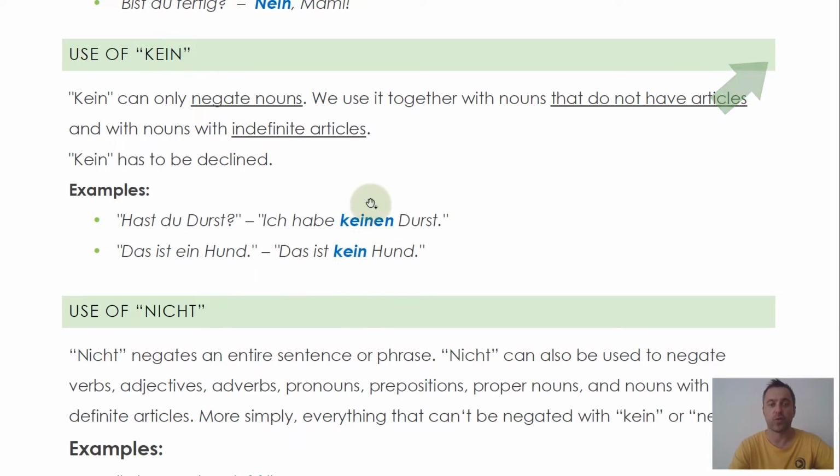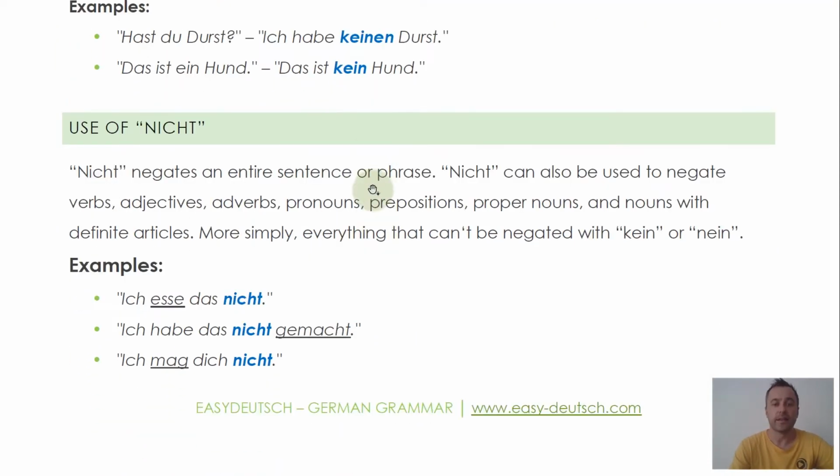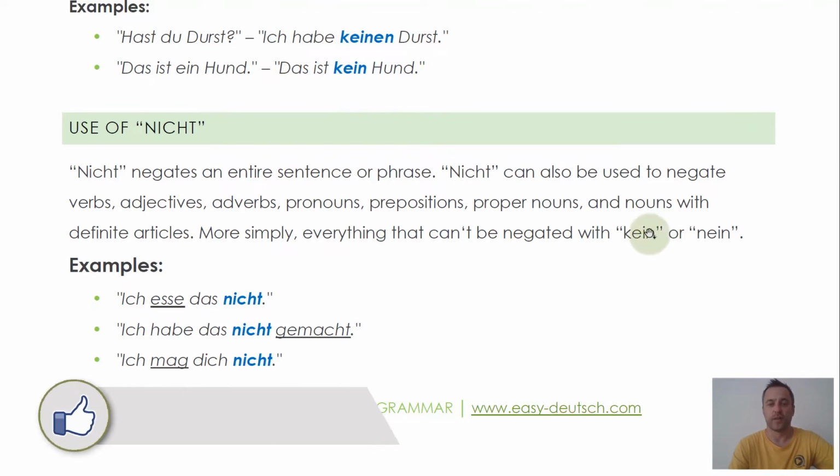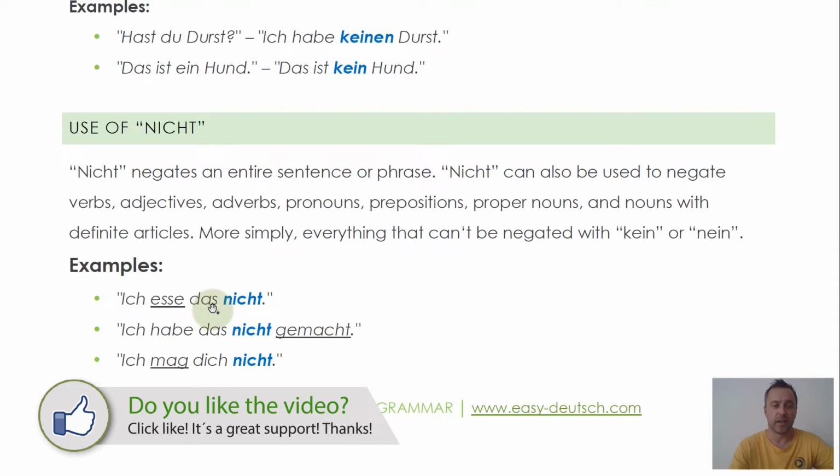When you have ein or no article at all in the positive version, so without negation. And nicht negates pretty much anything else. So an entire sentence or a phrase, but also verbs, adjectives, adverbs, pronouns, prepositions, proper nouns, and nouns with definite articles. Like I said, more simply, anything that you do not negate with kein or nein. Ich esse das nicht. I don't eat that.